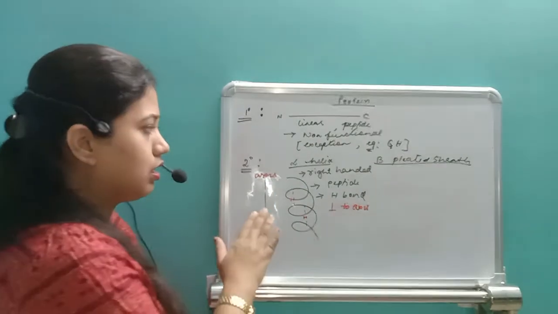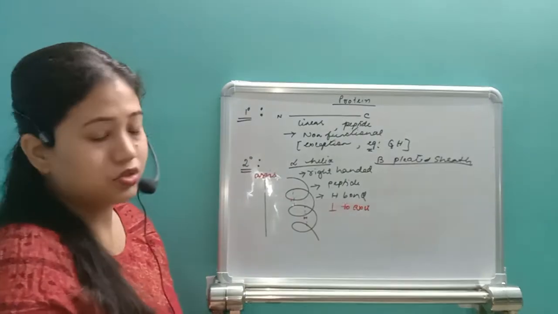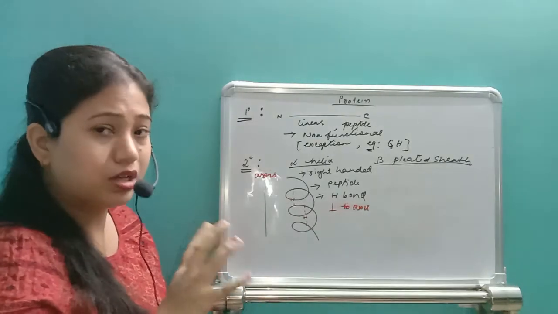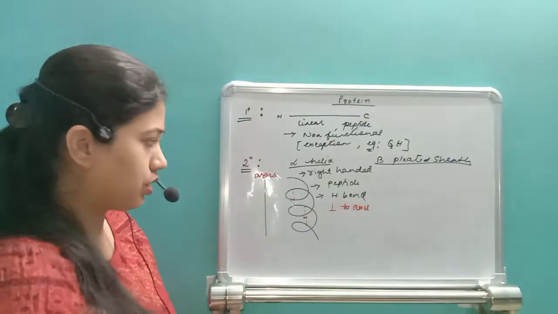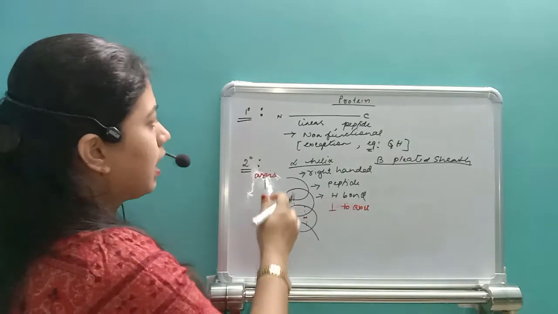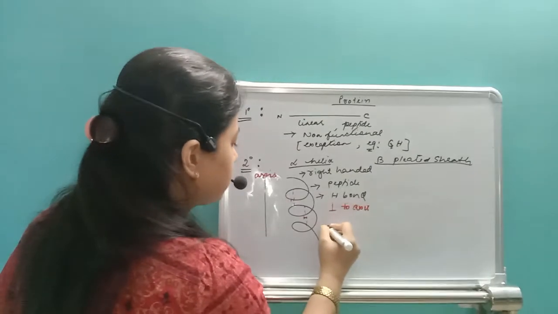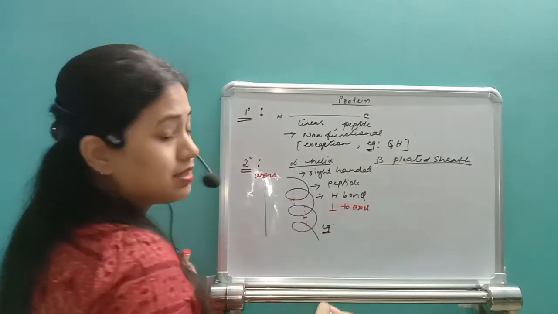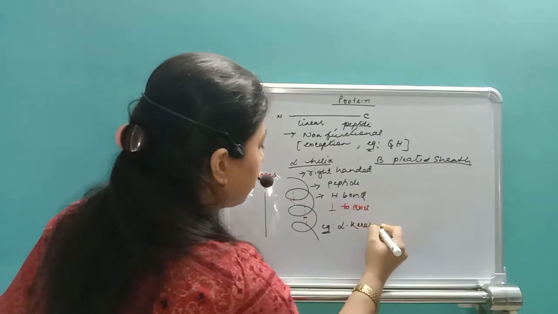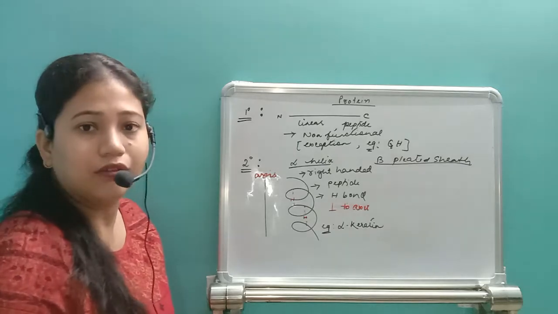Yes, it is relatively more stable as compared to the primary structure, but it is not completely stable. It is also not that stable. Yes, as compared to the primary structure, it is stable. We can have one example. What is that example? Example is alpha keratin. So alpha keratin is found in our hair and our nails.